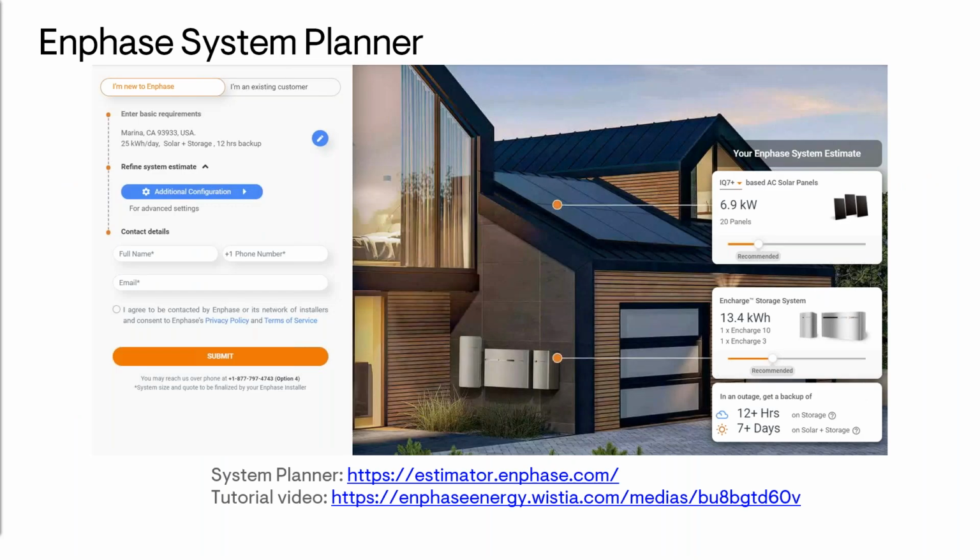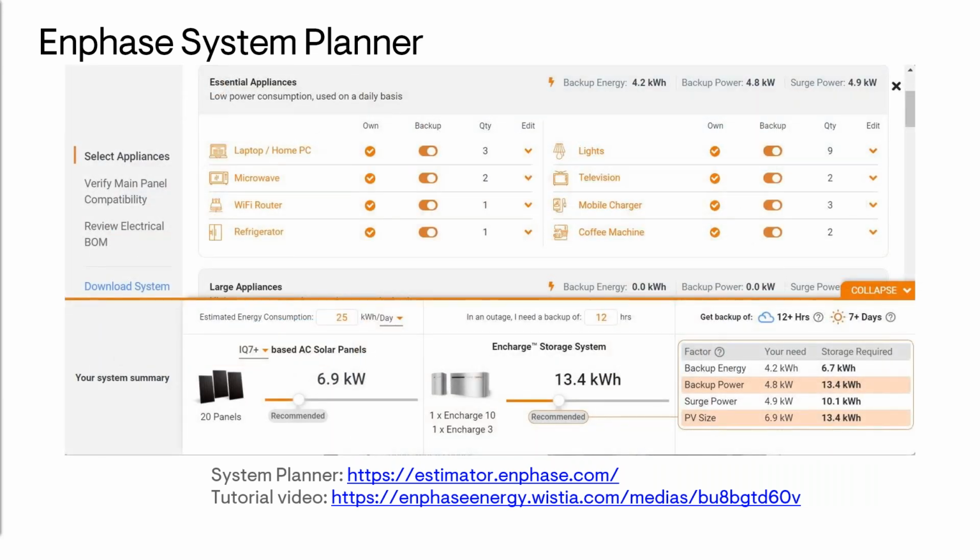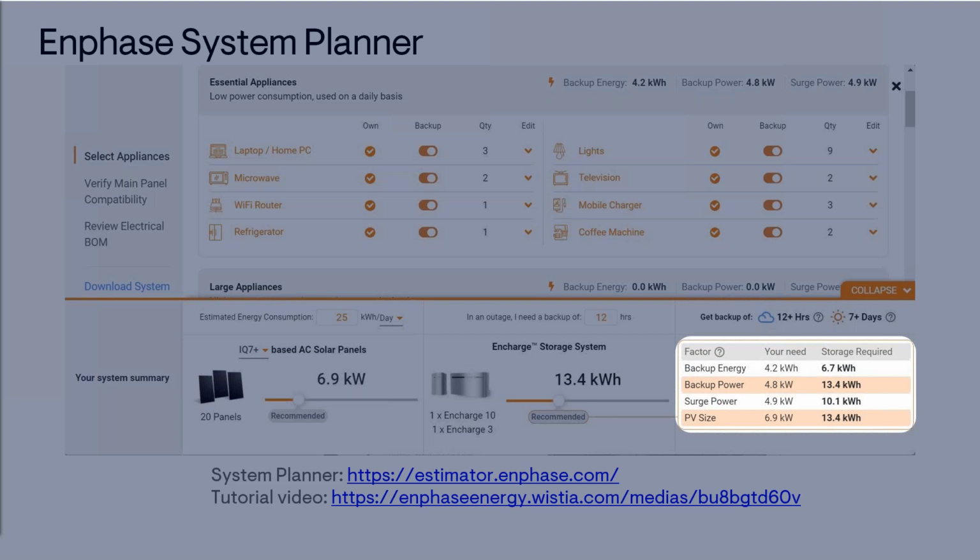A little bit more detail about the Enphase System Planner. With this tool, you can accurately size a battery storage system to meet the specific energy and power needs of the homeowner. You can adjust the quantities of different appliances and their specific electrical characteristics, like their power, surge current, and number of hours they need to operate. The System Planner recommends a battery size, and it also tells you which factor or factors is behind the minimum size recommendation, because it could be either energy, power, or surge power.